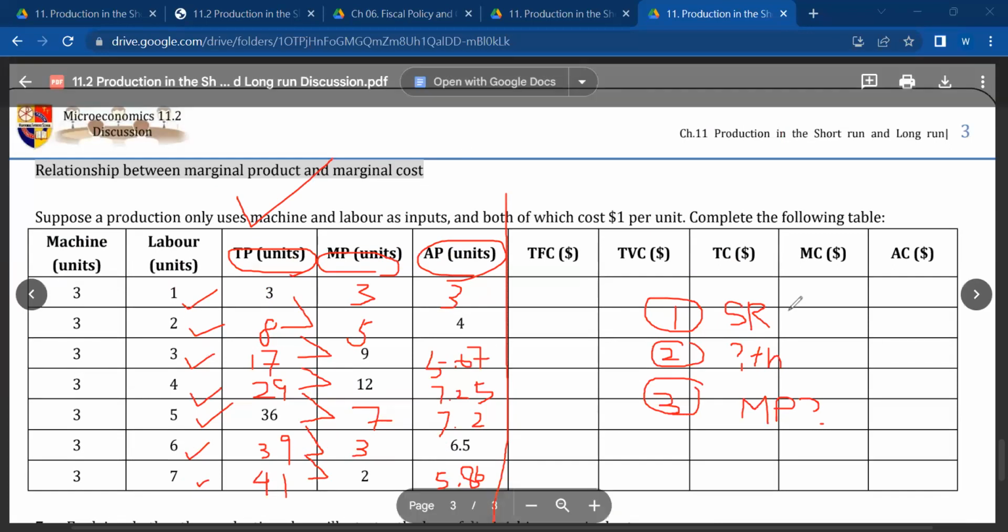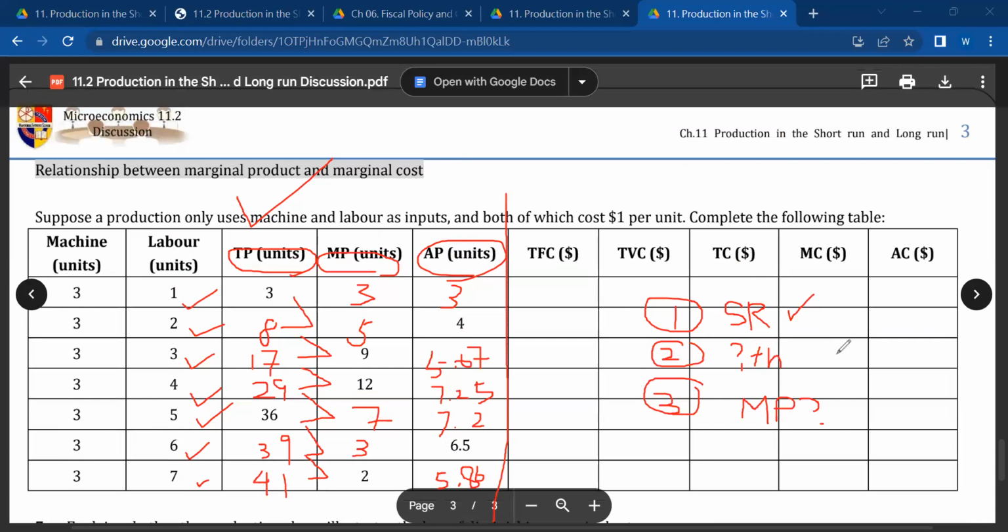Again, you should say it is in the short run because there is a fixed factor. And then which neighbor, the fourth or the fifth, and MP increases or decreases from what to what. So please write down your answer. We will check the answer after 2 minutes, whether your answer matches the model answer. Okay, 2 minutes to write down your answer here.